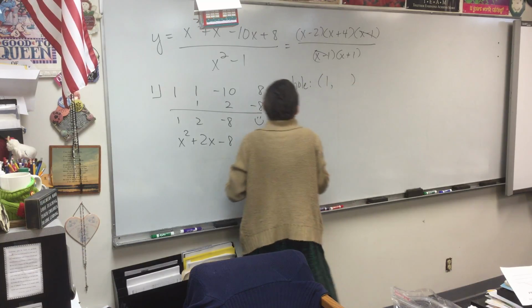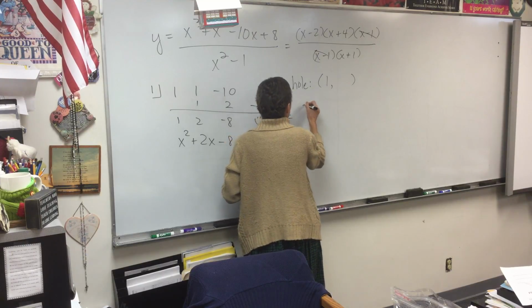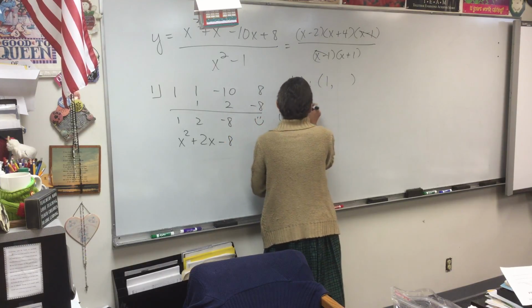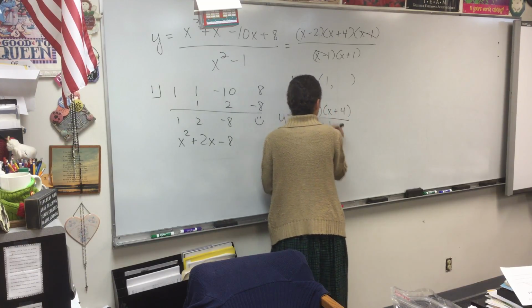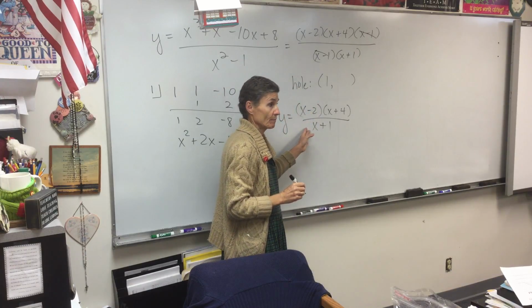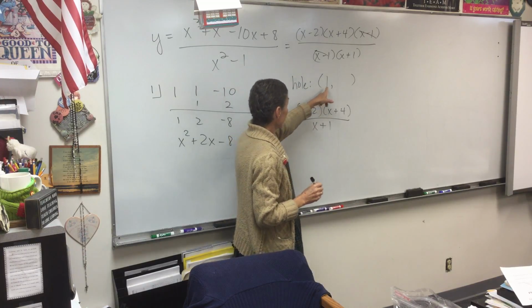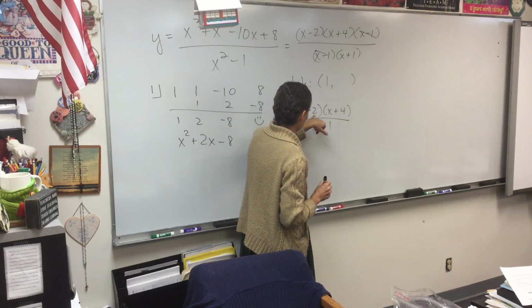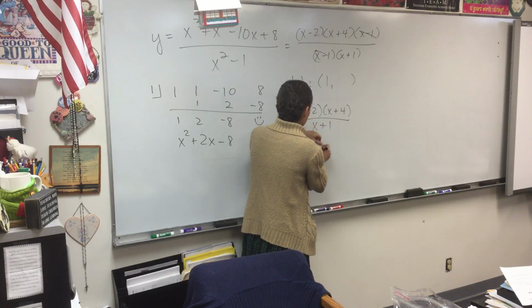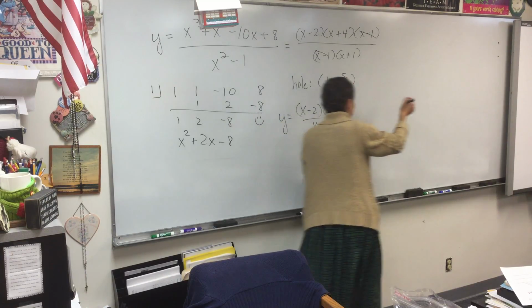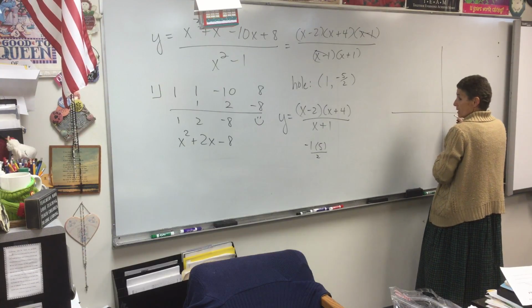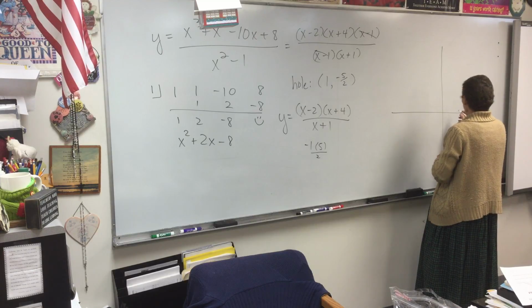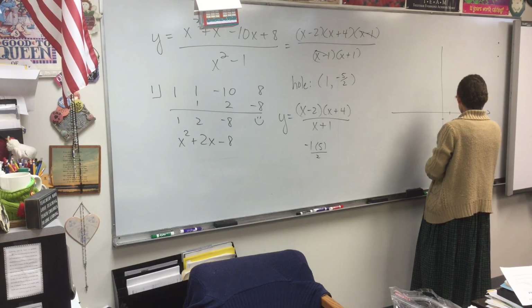Perfect. Now, the new problem that we are now dealing with is x minus 2, x plus 4 over x plus 1. That's the problem we're dealing with. So if I want to know my y coordinate, I'm going to plug my 1 in right here. So that gives me negative 1 times 5 over 2. Negative 5 halves? Double check my arithmetic. Yep. So 1, comma negative 5 halves. There's my hole.